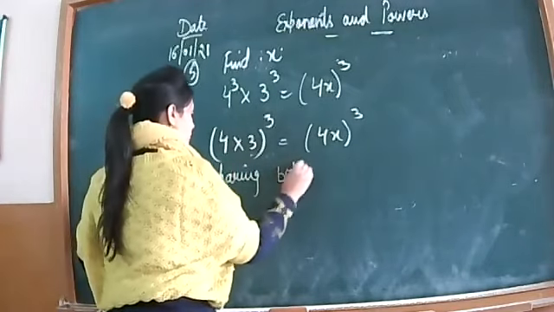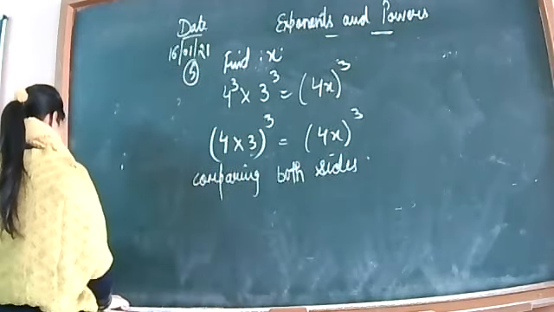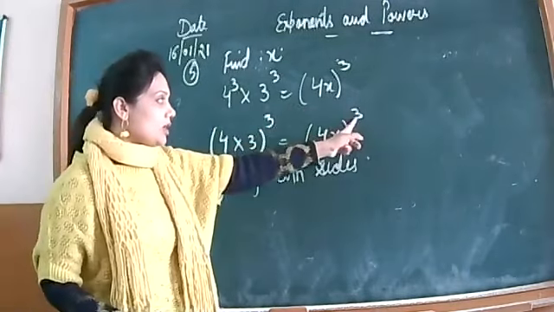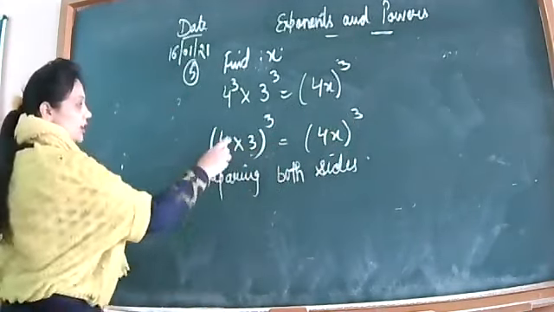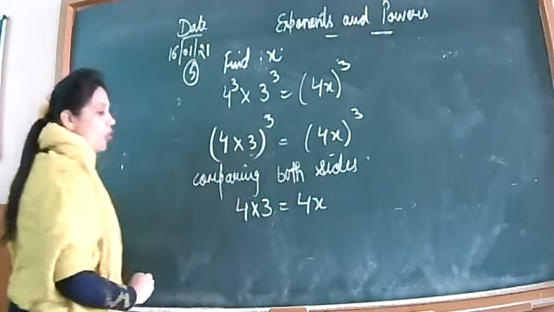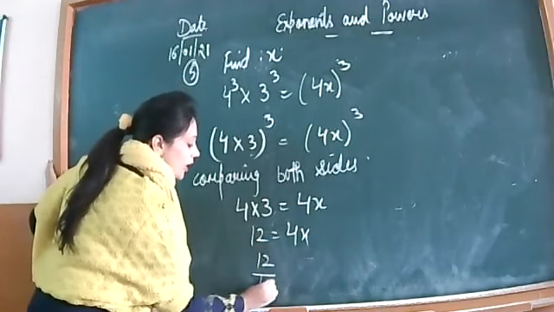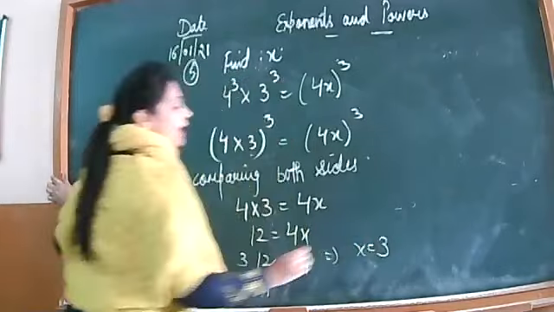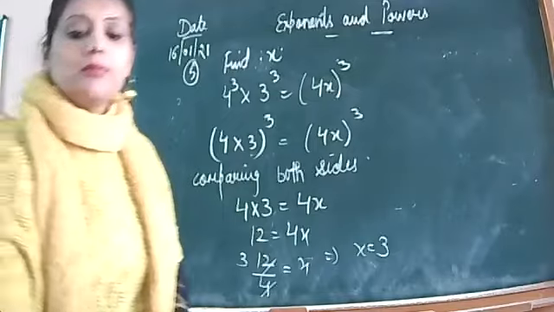Now comparing both sides, we have done that if the bases are same on both the sides, then the powers are equal. Similarly, beta, if the powers are equal, then the bases are also equal. Fine. So we can write like this: 4 multiplied by 3 is equal to 4x. 12 is equal to 4x. 12 by 4 is equal to x. So this implies x is equal to 3.